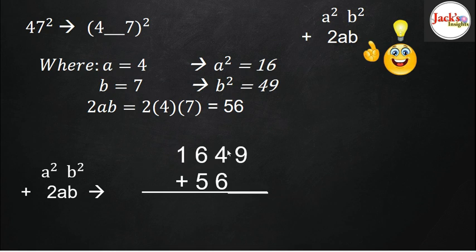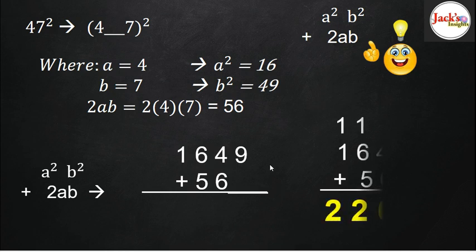So we have the square of A. So 4 is 16. The square of 7 is 49. Plus 2AB, the product of 2AB, that is 56. So muna ni iyang arrangement in order to apply the concept in terms of determining or computing the square of any two-digit numbers. Okay? So we just perform the operation.